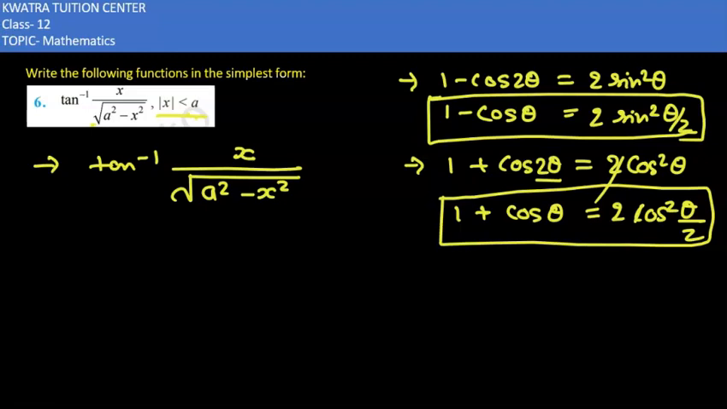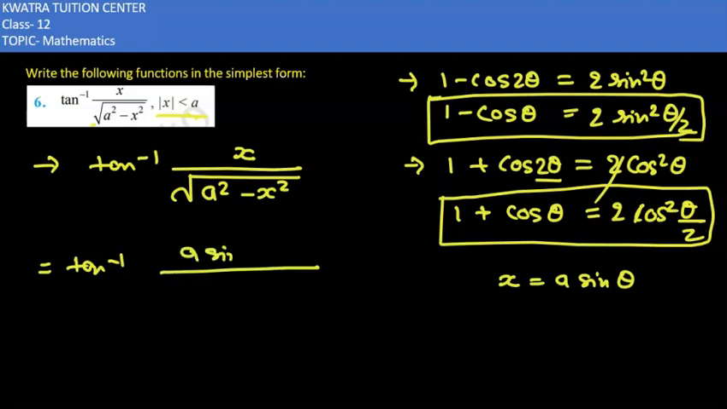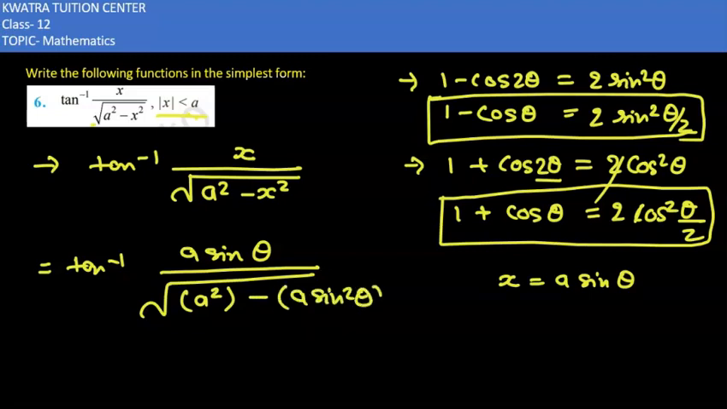In our solution, first of all, we will put our value according to the formula which I have explained earlier. So if we take x equal to a sine theta, in the place of x we will put a sine theta. Similarly, in the denominator, in the place of a square we just put it over a, minus, and in the place of x we put a sine square theta again, and the whole square.